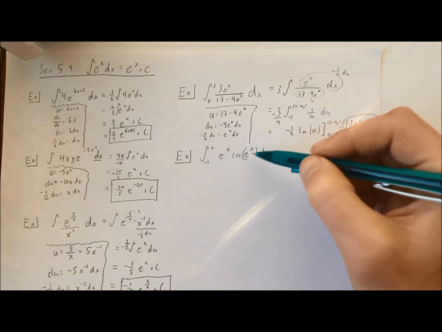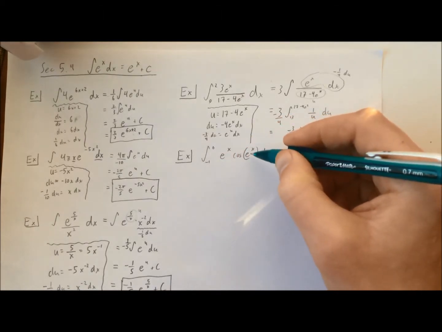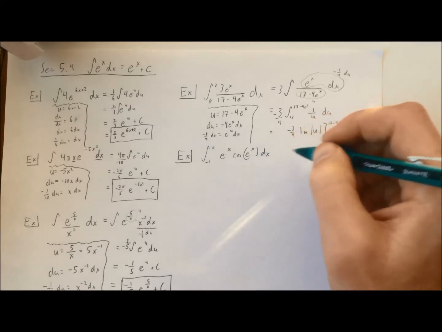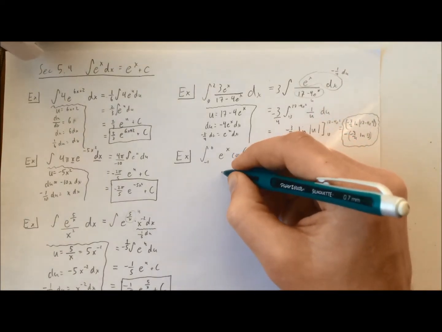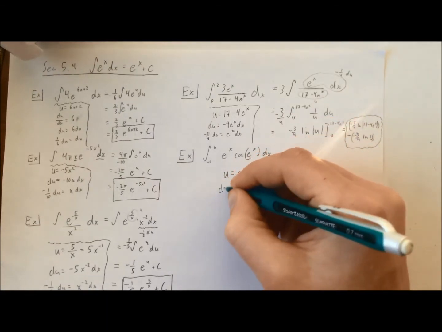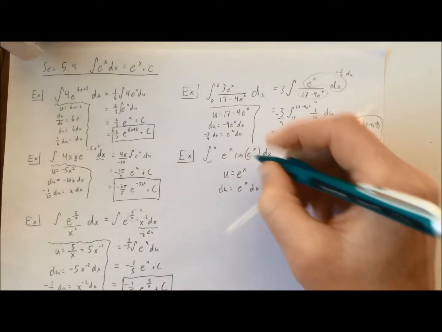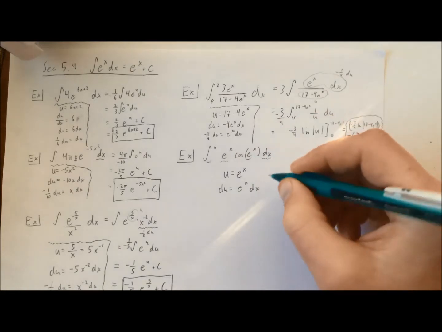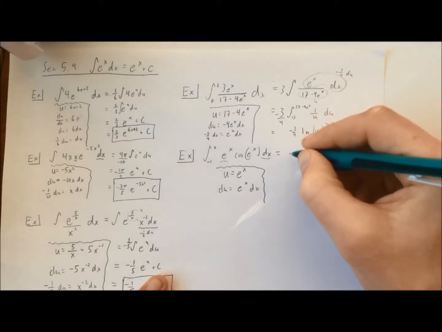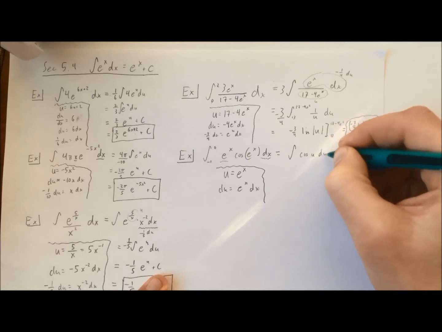Last problem here. E to the x cosine of e to the x dx. Got to integrate this. No problem. Once again, whatever u is, the derivative of it has to be multiplied by the dx, because that's the chain rule. Well, u is going to be e to the x. So that means du is going to be e to the x dx. Oh, it's right there. So my new function is going to be the cosine of u du.